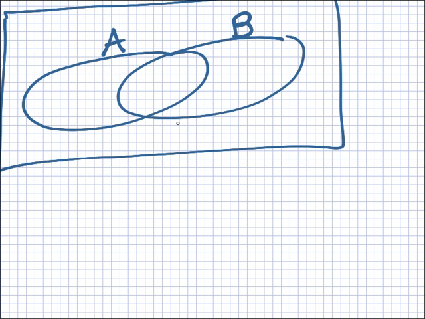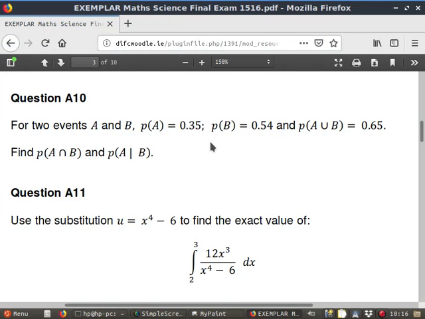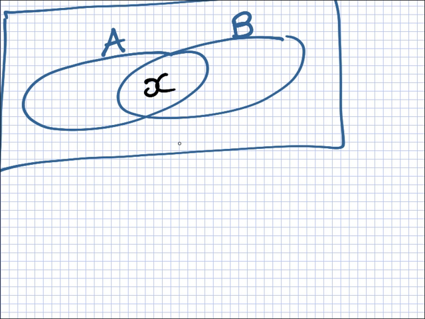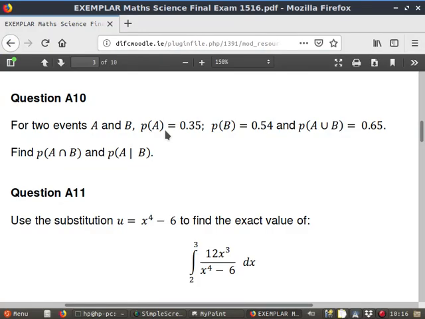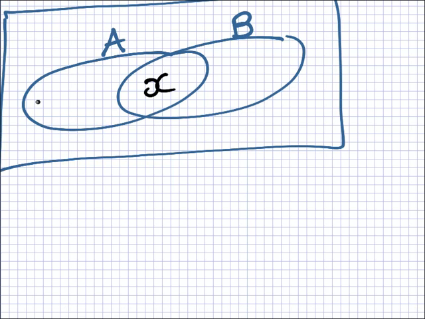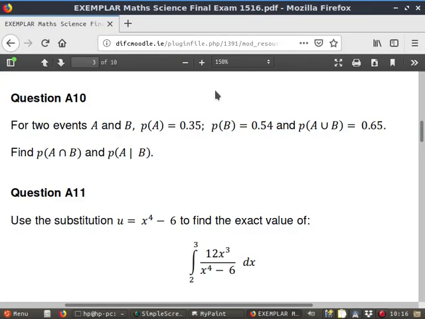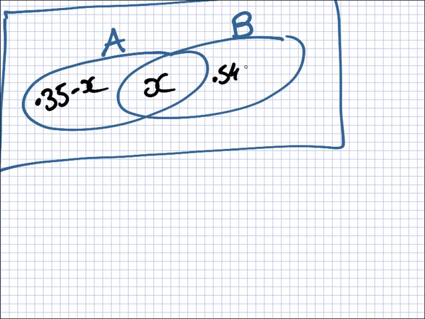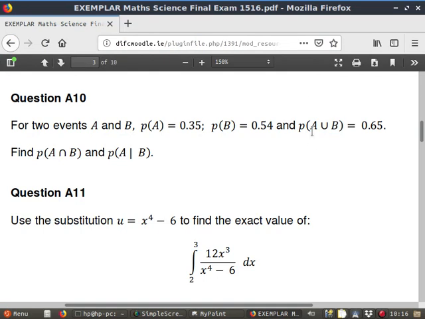Now, there's two ways to do this. First is with a Venn diagram and second is with a formula. So when you do it with the Venn diagram, what you normally do is you call the middle piece x. And the A is 0.35, so that's 0.35 minus x. And the B is 0.54 minus x. And you know that A or B is 0.65.